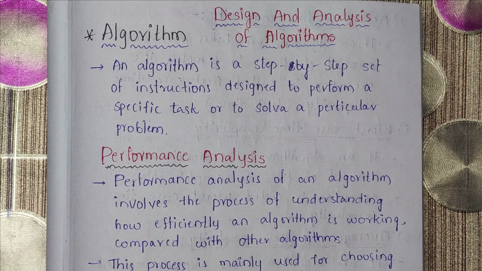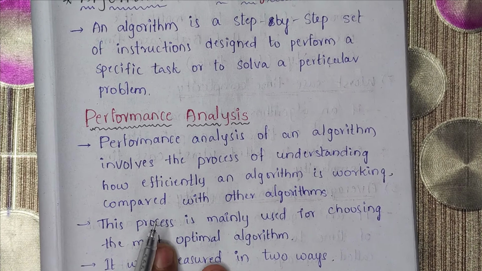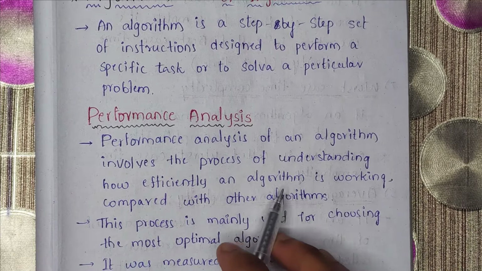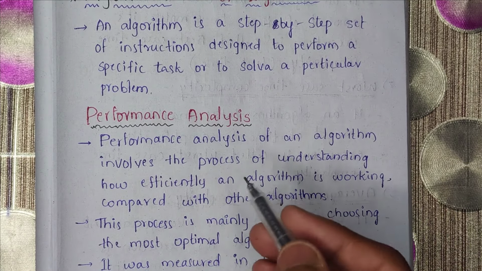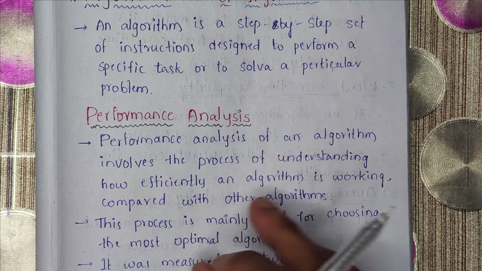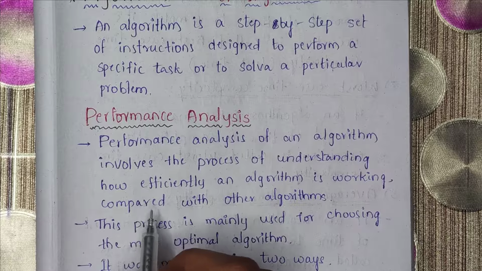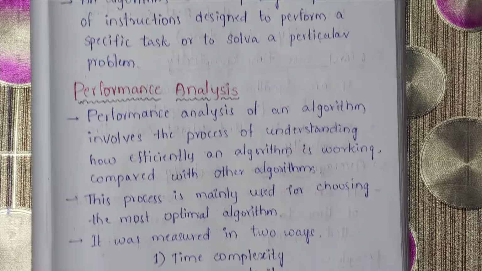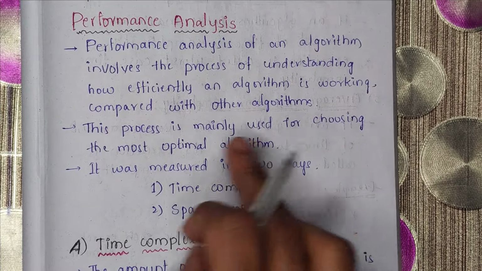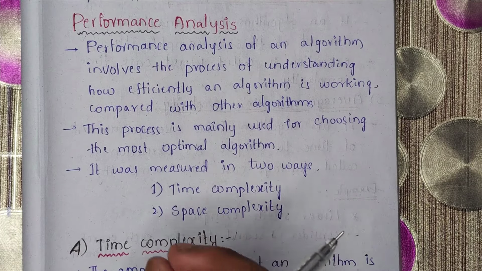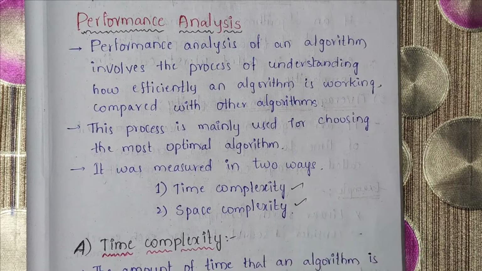Coming to performance analysis, it includes the process of understanding how efficient an algorithm is working compared with another algorithm. That means, by comparing with another algorithm, how efficiently it works based upon time and space. Now coming to performance analysis, we have two types: time complexity and space complexity. This process is mainly used for choosing the most optimal algorithm.